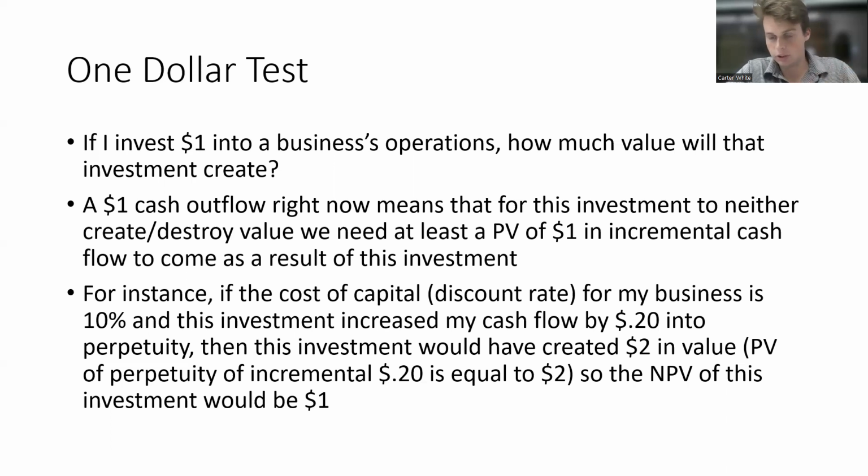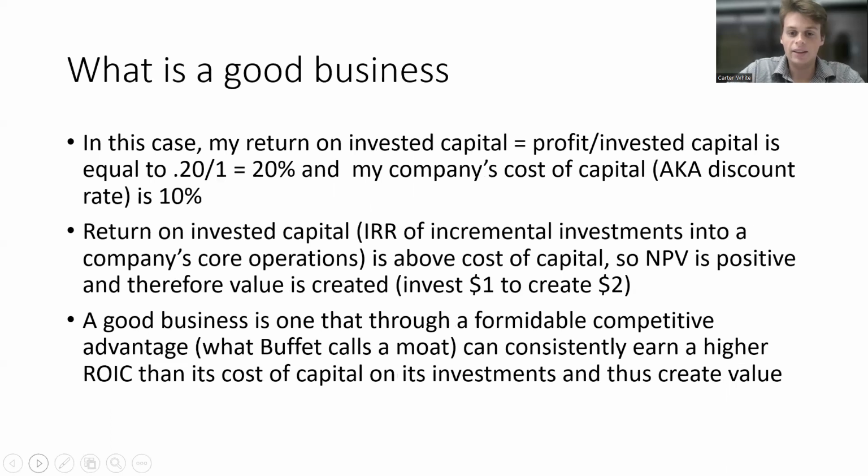So -$1 present value of the outflow, $2 the present value of the cash inflows, and that will be a net present value of $1. So you can see here that in this case, because my return on invested capital, which is just my profit over invested capital, is equal to 20%, and my company's cost of capital, the discount rate, is 10%, this is creating value for us. ROIC, return on invested capital, you can think about as the IRR of incremental investments into a company's core operations.